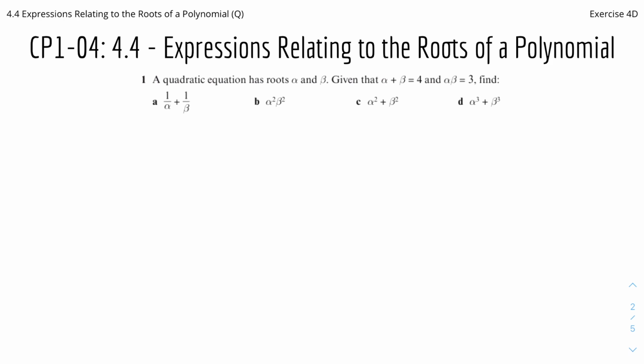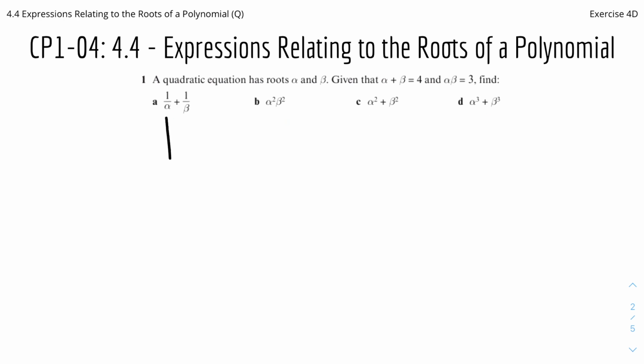And we'll get started with the first question. These questions are from exercise 4D from the Core Pure 1 textbook. So anyway, here's question 1. A quadratic equation has roots alpha and beta. Given that alpha plus beta equals 4 and alpha beta equals 3, find these 4 expressions.